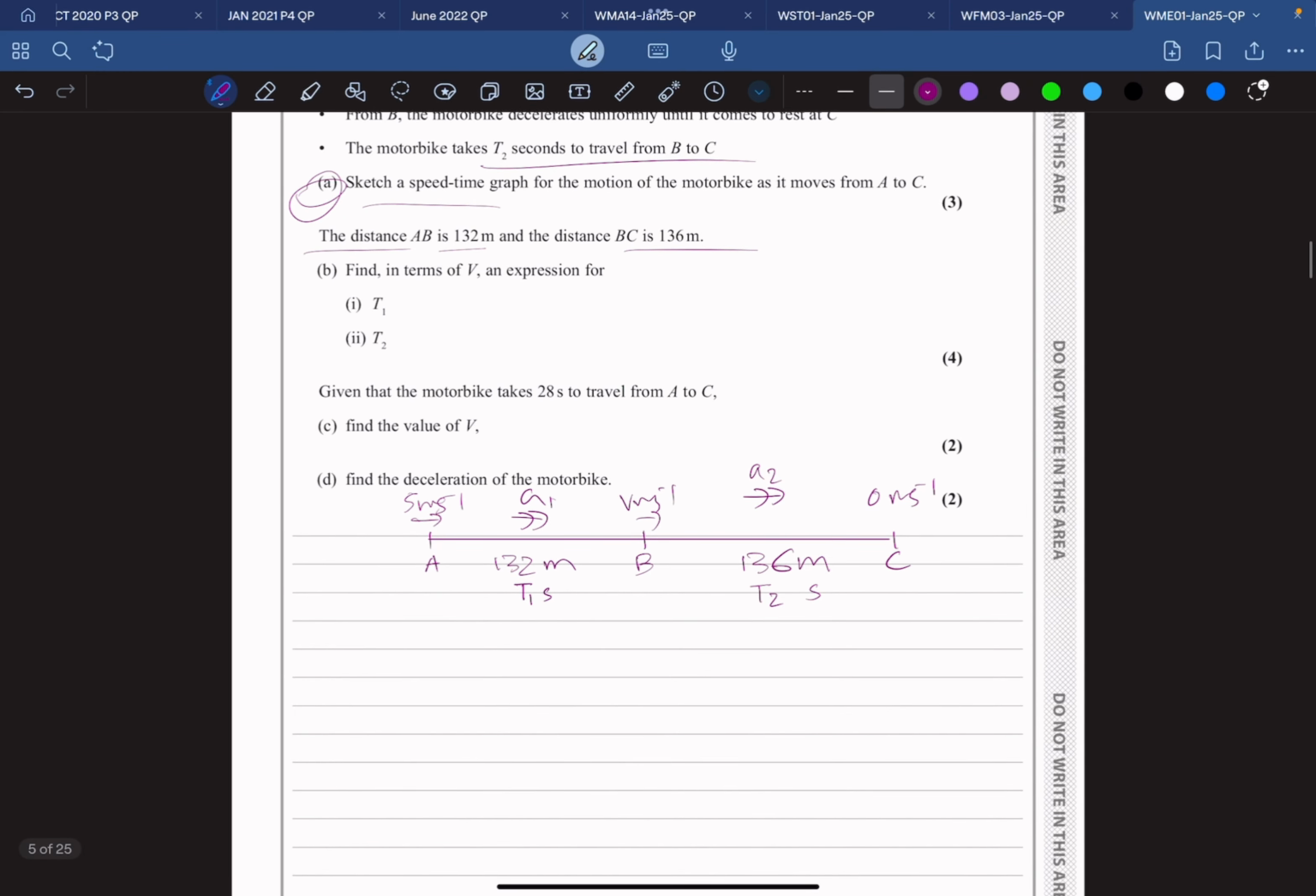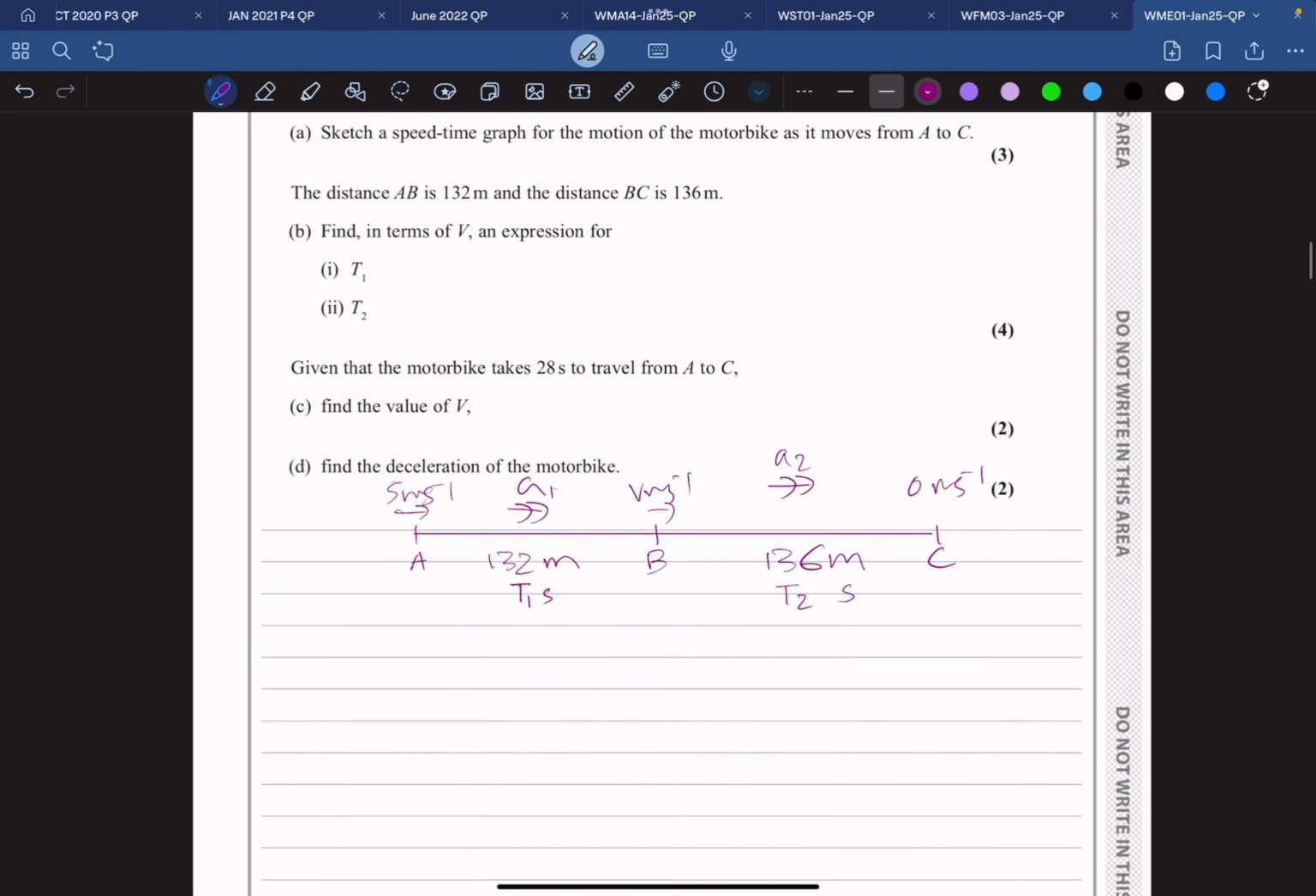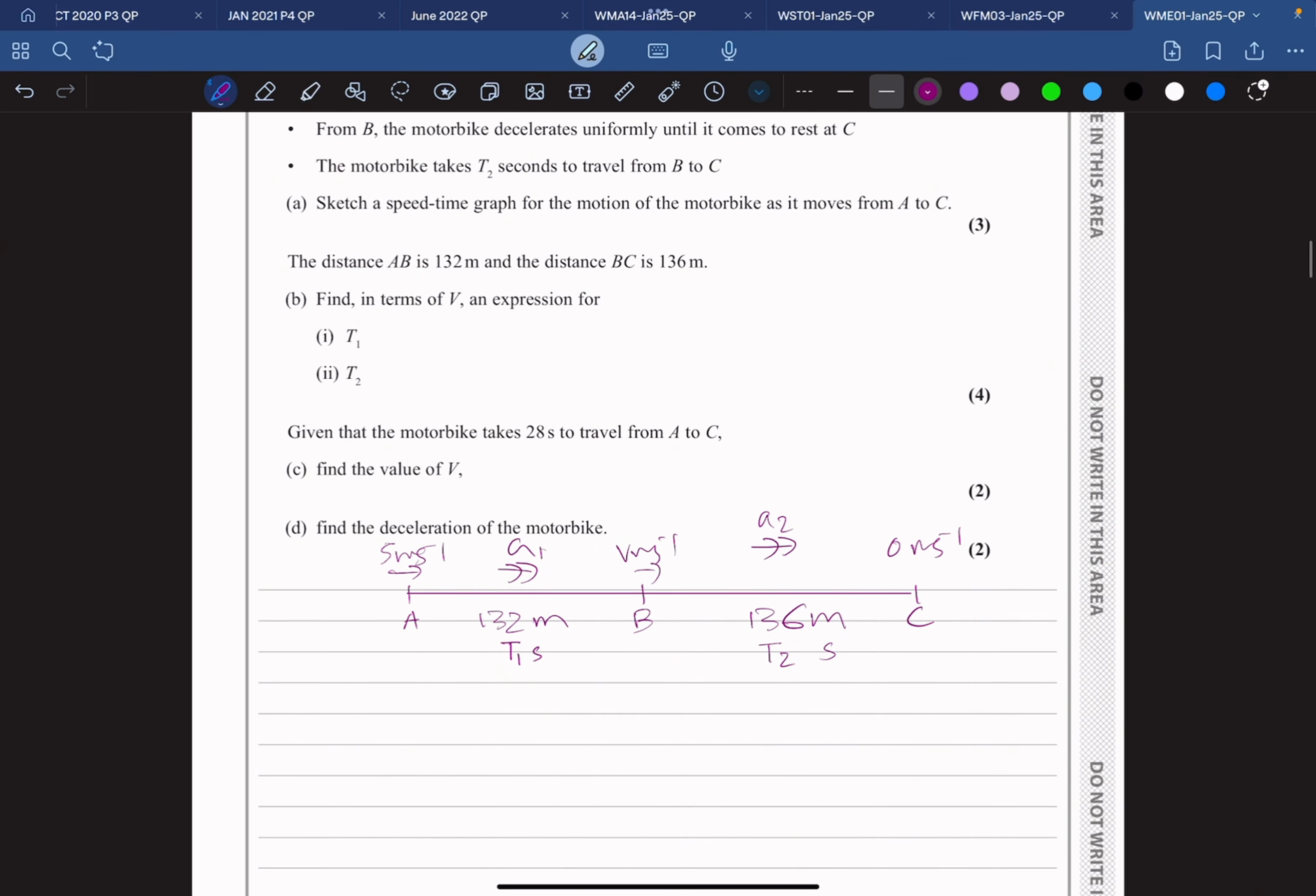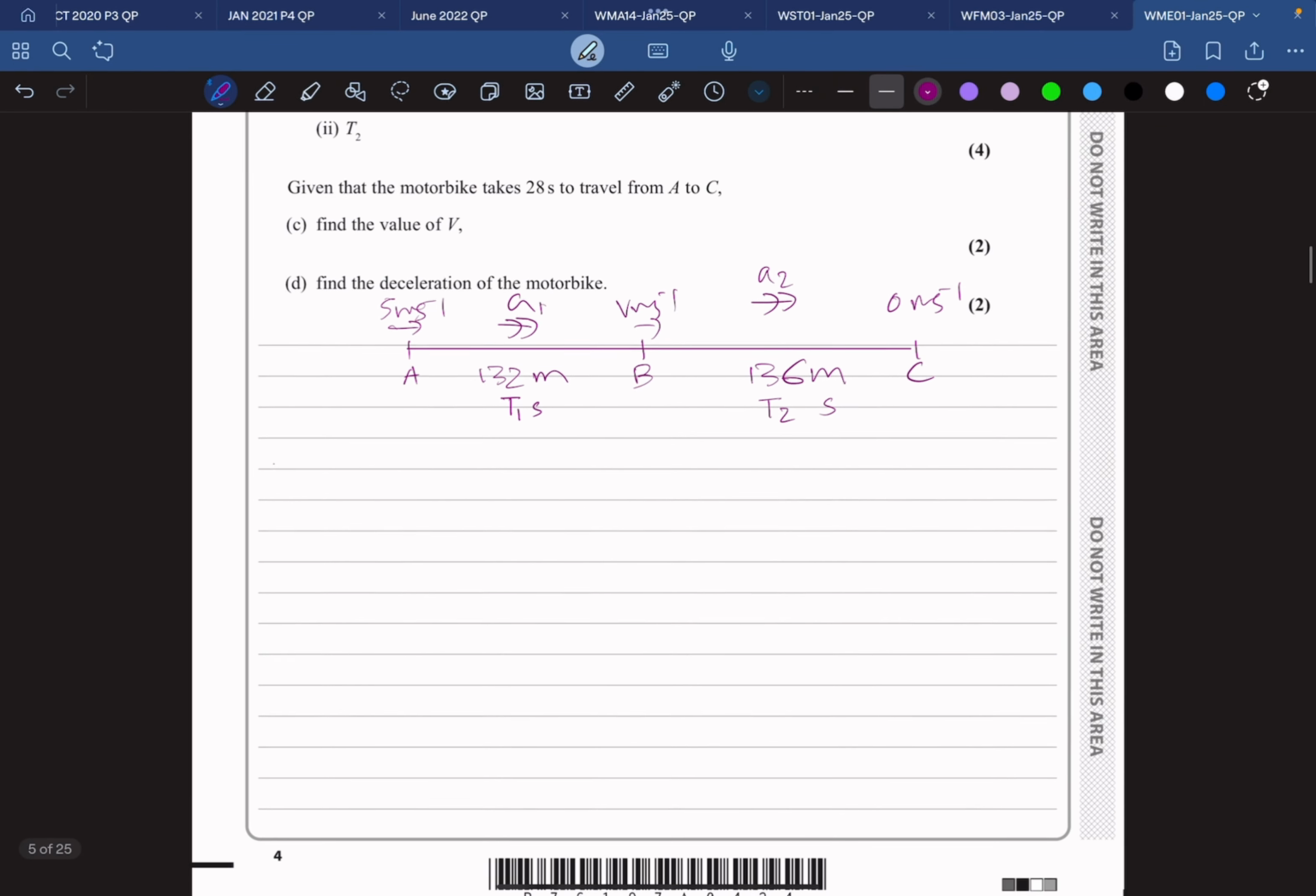But this also does help a little bit. I don't know, whatever you're comfortable with. I just like to do this. Then we're just gonna draw the graph.